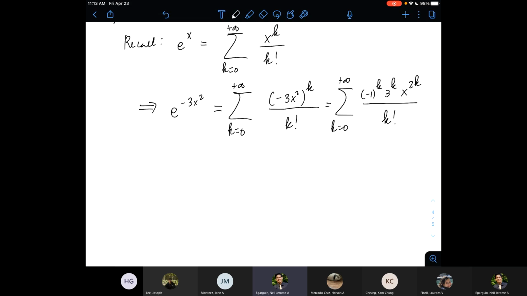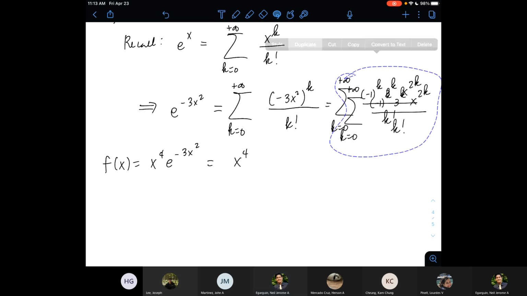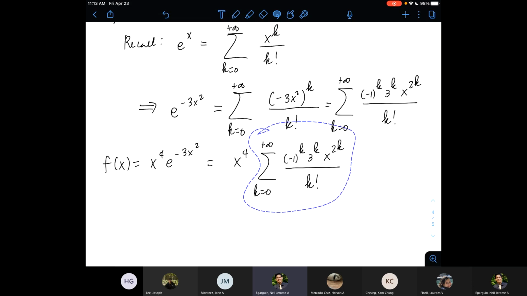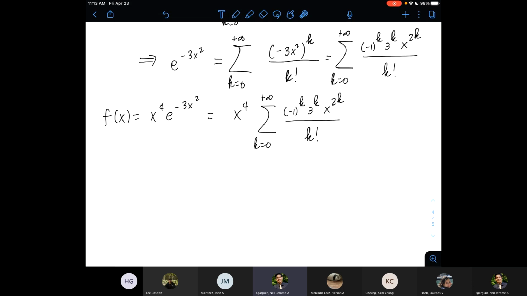Now, this is my expansion for e to the minus 3x squared, but we're looking for an expansion for x to the power 4 e to the minus 3x squared. So I can just have x to the 4th, and I'll replace e to the minus 3x squared by its series expansion. There we go. And I will bank on the distributivity of multiplication over addition.